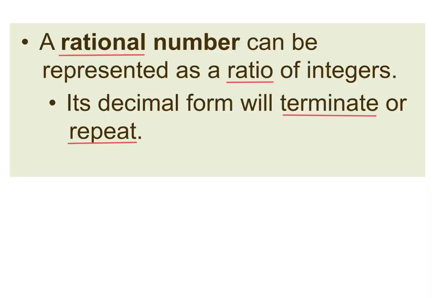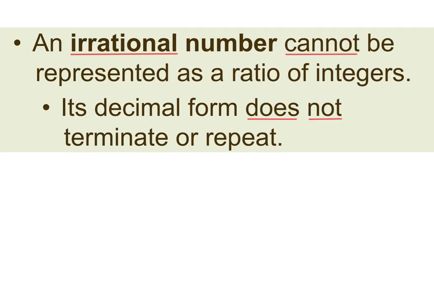So let's get into the specific definitions of these number sets. A rational number can be represented as a ratio of integers. Its decimal form will terminate or repeat. And so any number that can be written as a fraction, or as a decimal, and that decimal ends, or it could be written as a fraction and you have a decimal that repeats, or it could simply be a number that can be written as a fraction. Those are your rational numbers.